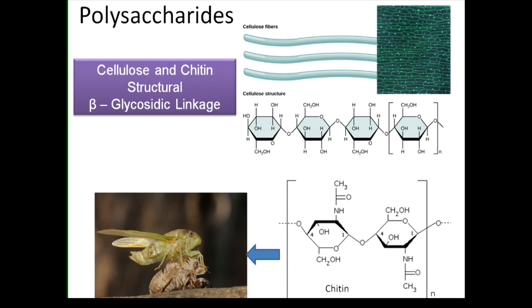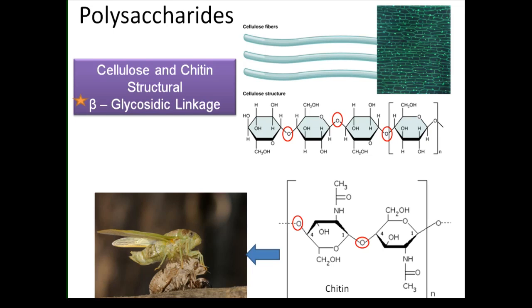Chitin is found in the exoskeleton of arthropods, insects, crustaceans, organisms that have that hard exoskeleton, and it's also found in cell walls of fungi. The key difference is that there's a nitrogen group coming off one of the side chains of the glucose rings.